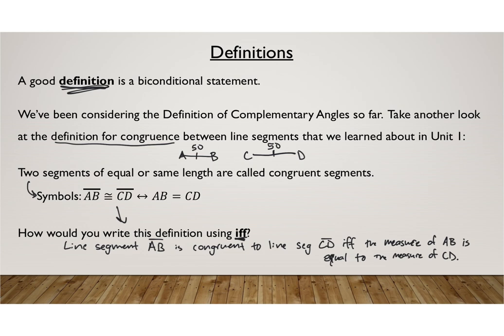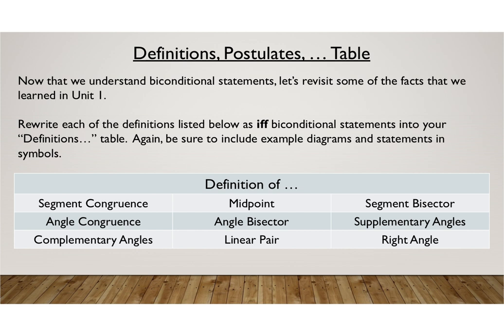and we'll move on. Now that we have an understanding of biconditional statements, I want you to look back at your definitions, postulates, theorems, whatever table. Okay? Now beforehand, I told you to write the postulates and theorems that we've gone over as conditional statements, as if-then statements. Well, it is also a definitions table. And as we just discovered, most definitions can be rewritten as biconditional statements. So you may already see where this is going.